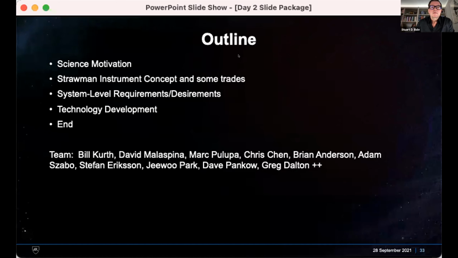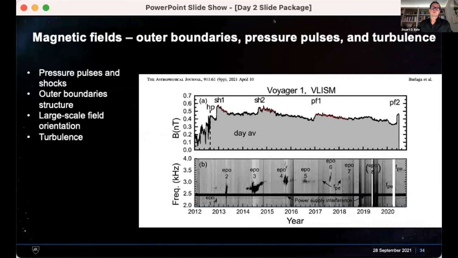To start with magnetometry, I'm not going to say all that much about it, not because I don't think it's a critical measurement, but because it's so strongly motivated that we don't have to justify it in detail at this point. We're looking at the interaction between the magnetized solar wind and the magnetized interstellar medium, and I think that having this measurement is critical. In particular, there's the structure of the outer boundaries. We heard already the termination shock, the heliopause, bow wave or bow shock. These require good magnetic field measurements.